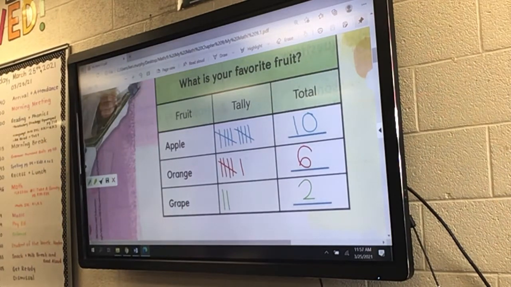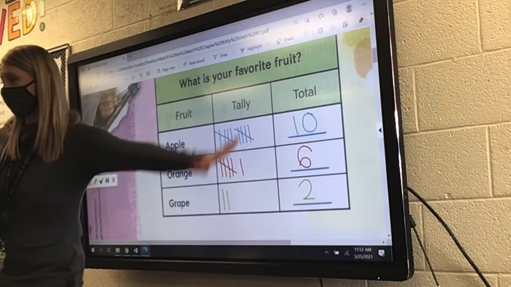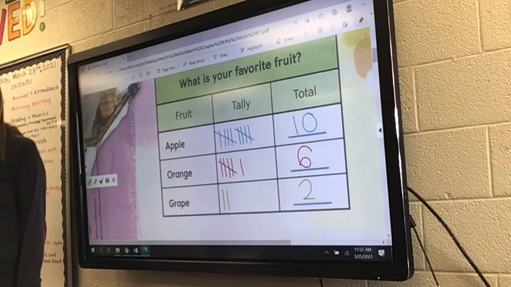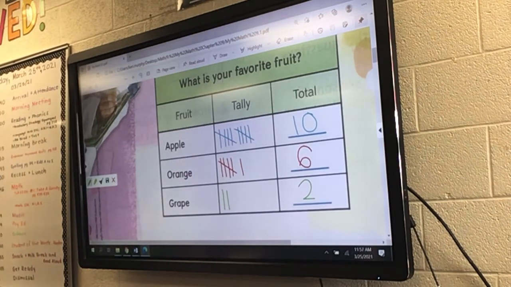Now, I have a couple questions for my friends that are still active here. Looking at the charts and our data, which fruit has the most, Addie? Apple. 10 apples.